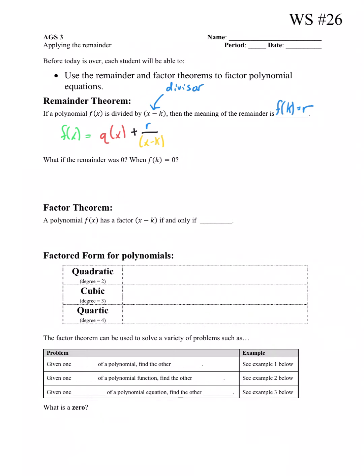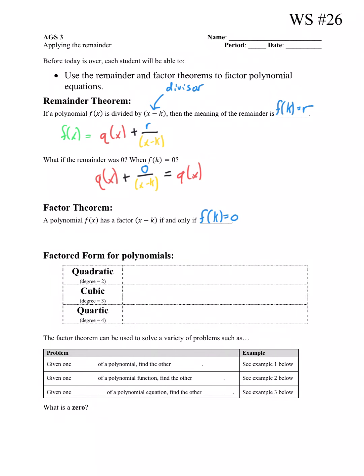And then we have the issue of what happens if the remainder is actually 0. We talked about this a little bit yesterday, and now we're going to get a little more in depth about it. So we were saying the quotient of x plus 0 over our divisor, x minus k, then that means our answer is simply just the quotient. And this is where the factor theorem comes in. If we have a remainder of 0, that means we found a factor. Okay?